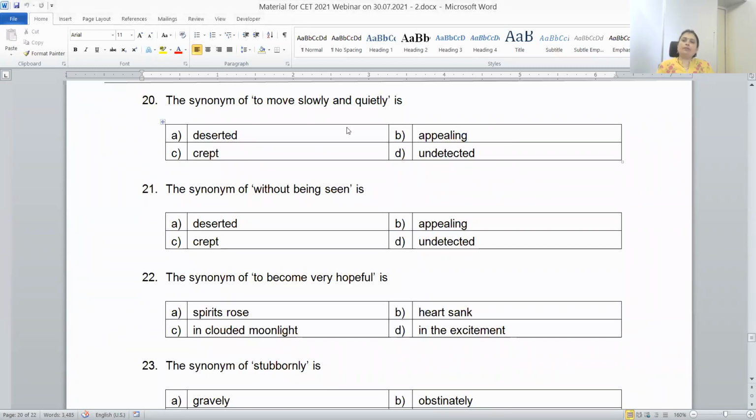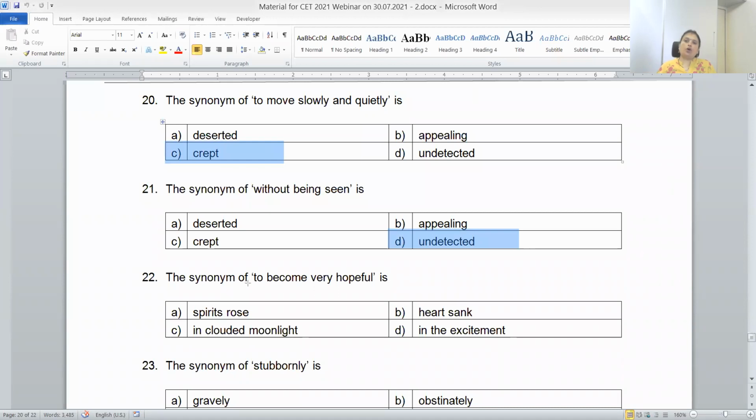Now next one, 20th. The synonym of to move slowly and quietly. Children, it is option C. Even this particular line is from that lesson only. Crept. Option C is your right answer. The synonym of without being seen. Children, without being seen is definitely option D, undetected. Yes, undetected.